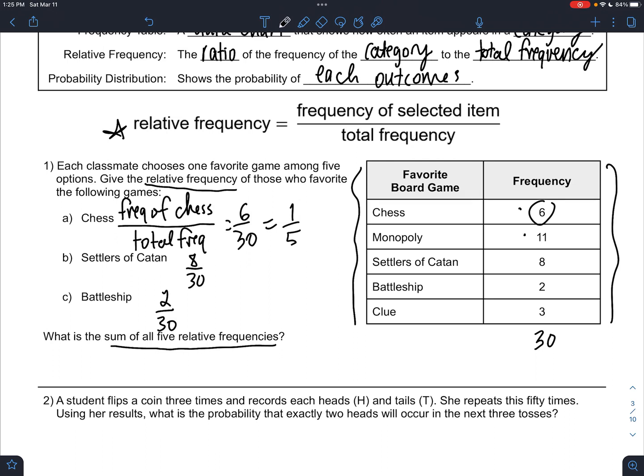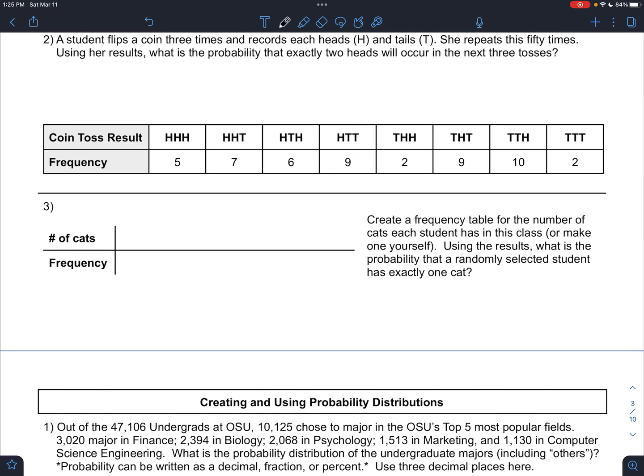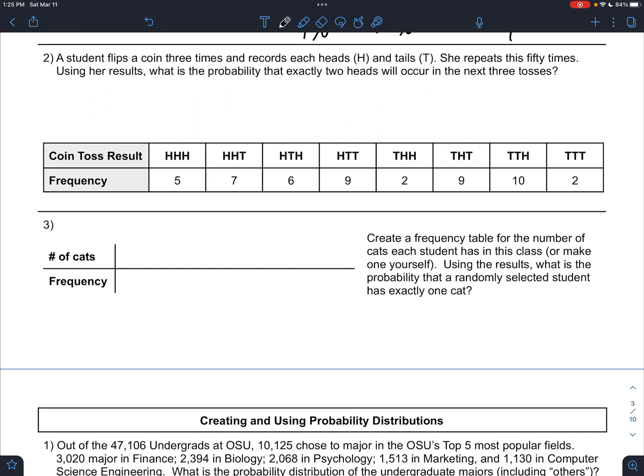And what's the sum of all 5 relative frequencies? Well, if you add up 6 out of 30, 11 out of 30, 8 out of 30, 2 out of 30, and 3 out of 30, if you add up all those numerators, you get 30. So it's 30 over 30, which is 100%, or 1, or 1 over 1. So all the probabilities together in a probability distribution need to add to 1. You have to have 100% of your audience captured in your distribution.